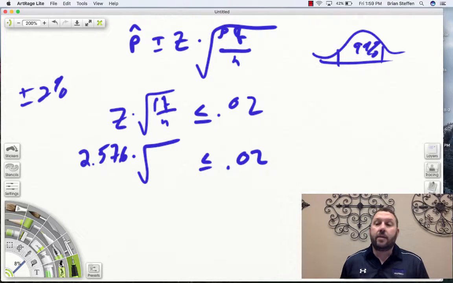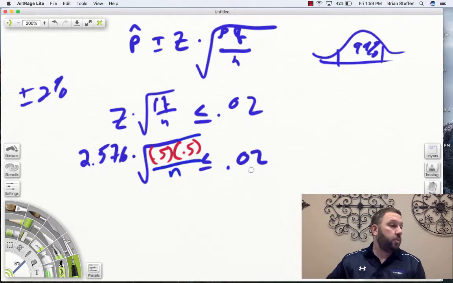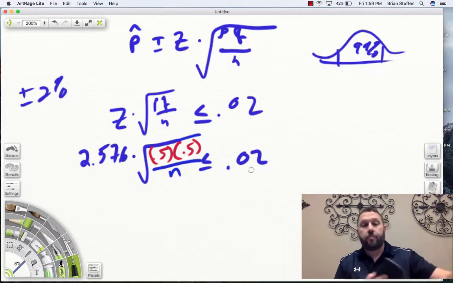Typically in a case like this, where we know nothing about our original p, because I'm really looking for it, I don't know where it is exactly, I'm going to use 0.5, and then 1 minus 0.5 is 0.5. I'm going to use those two numbers to be my most conservative estimate. They'll give me my largest number in the numerator, so it's my most conservative, divided by square root of n. All right, so then, again, I need to do some algebra. I divide both sides by 2.576, here's my calculator.